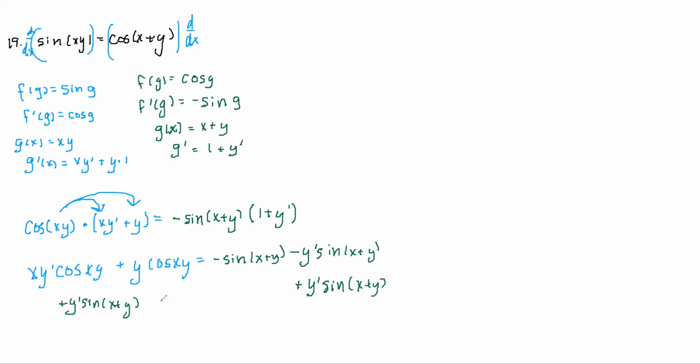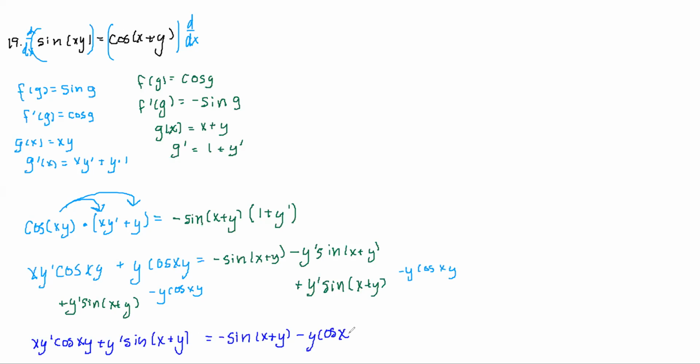And I am going to subtract y cos xy from both sides, so that I can have all of my y primes in the same location. So it's going to look like xy prime cos xy plus y prime sine x plus y is equal to negative sine x plus y, y cos xy.